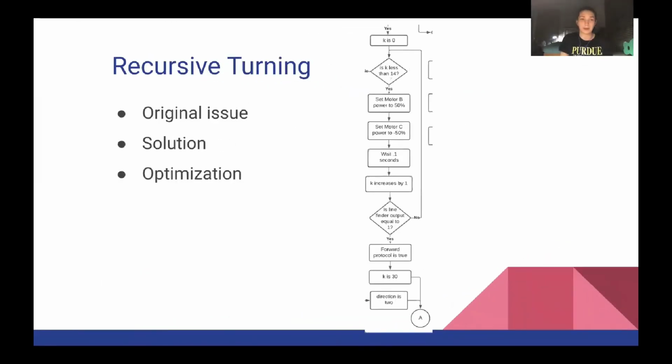One of the things I want to talk about is our recursive turning, because originally we did not use recursive turning. We just had the macro turn all the way to the right or the left and then check for a line, but we then realized that it wasn't able to read if it should have started moving forward between 0 and 90 degrees. So as our solution, we set up a recursive turning method, and we took a lot of time optimizing that to get our speed and wait time correct in between each iteration.